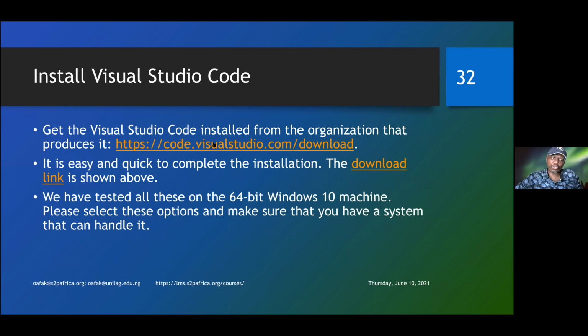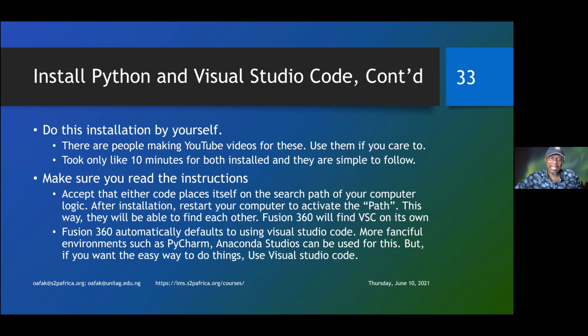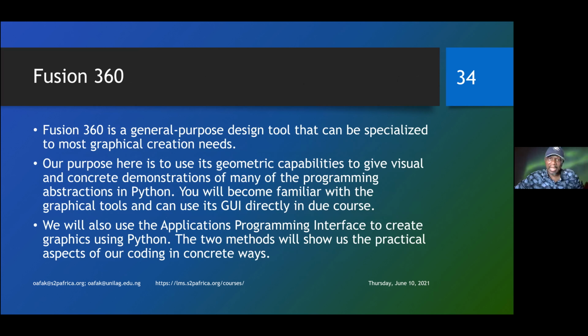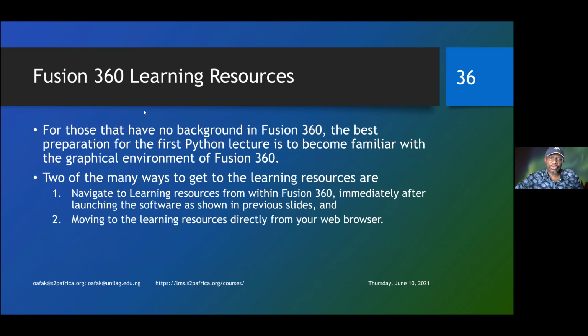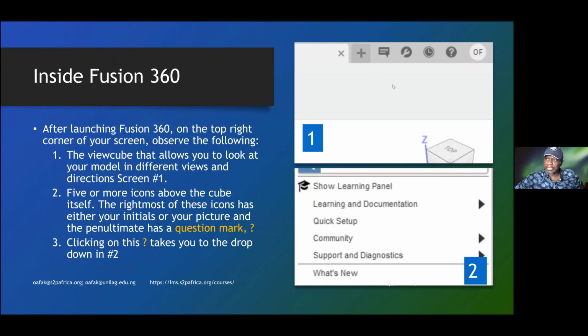This is on page 32. You have the link for Visual Studio Code, and then you have more information as to how to install. On page 34, you have more information about Fusion 360 and how to launch it. I'm not going to talk more about these things. I'm just going to move all the way to page 37. I will wait a little bit until you reach page 37. On page 37, I now go inside Fusion 360 to begin to teach about Fusion 360 inside it.